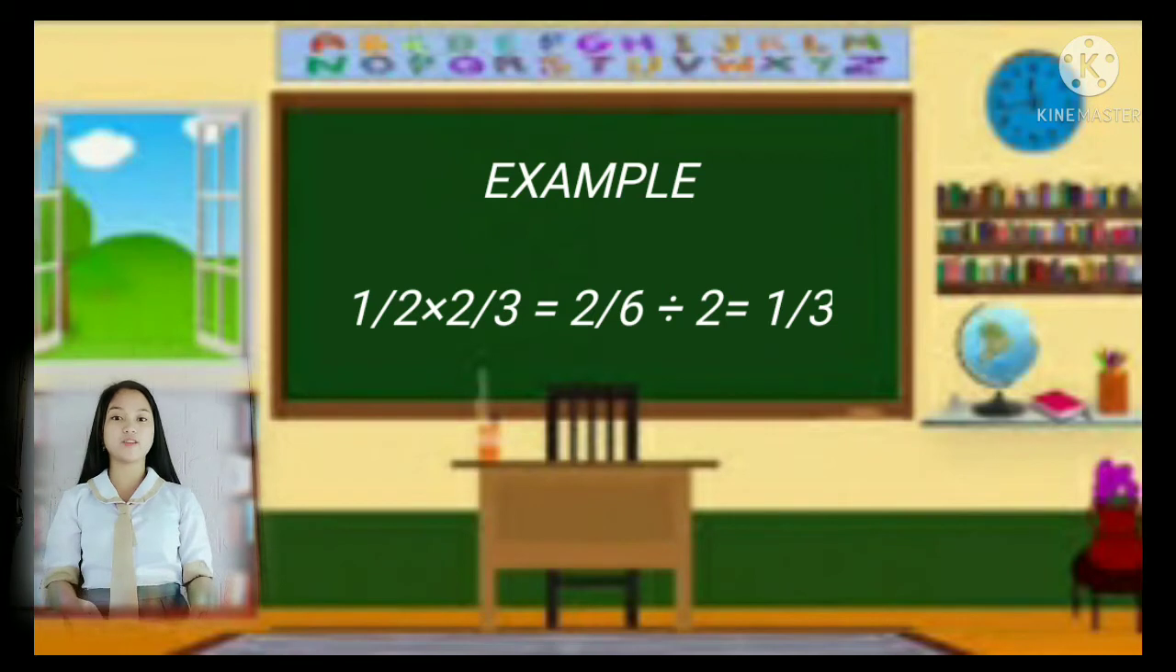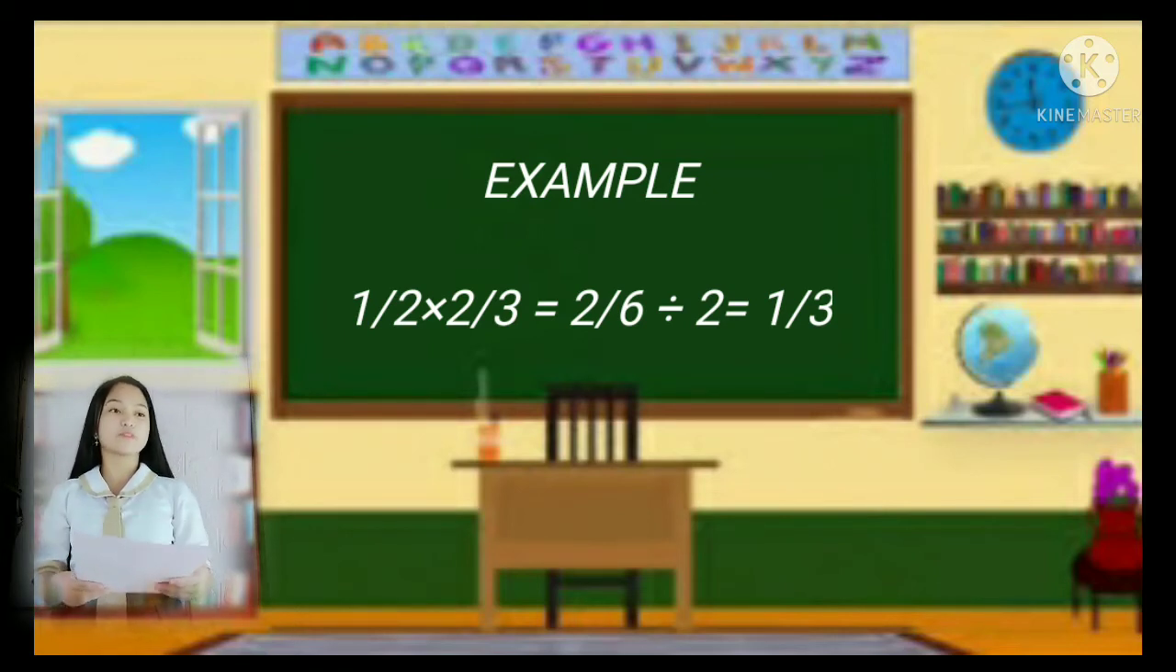Then after, you are going to think of one number which can divide both the numerator and denominator of 2 over 6. The number will be 2. So you are going to divide 2 divided by 2 is equal to 1. Then 6 divided by 2 is equal to 3. So the final answer will be 1/3. Did you understand?